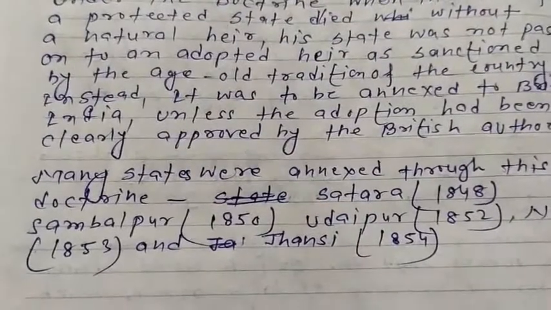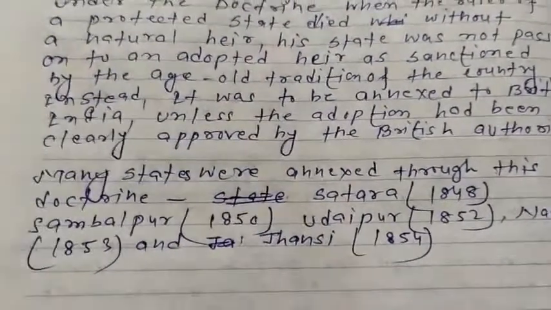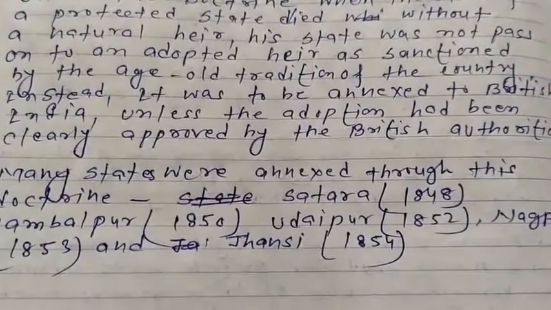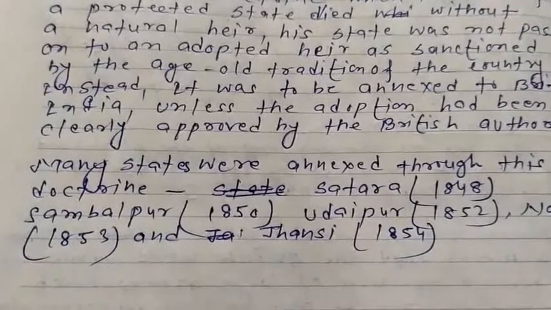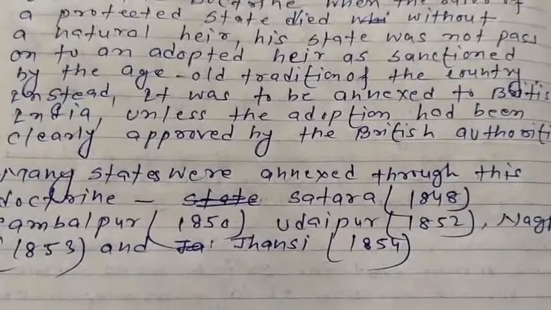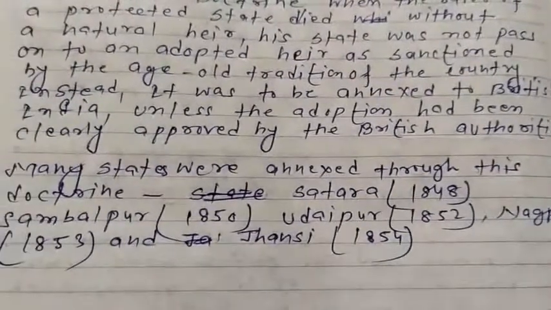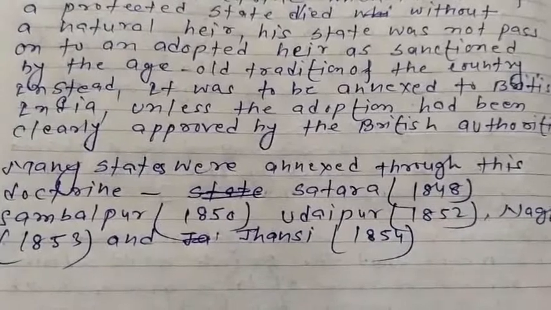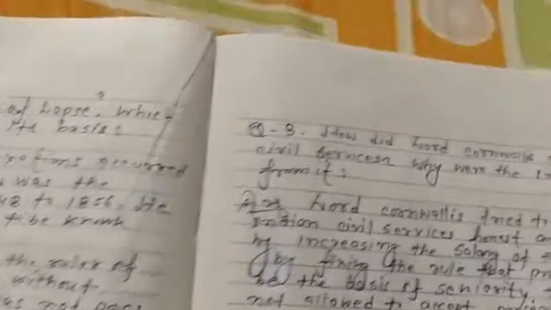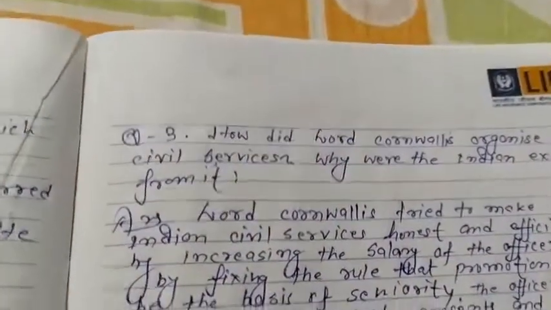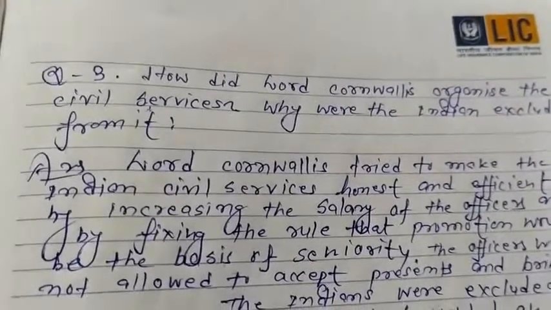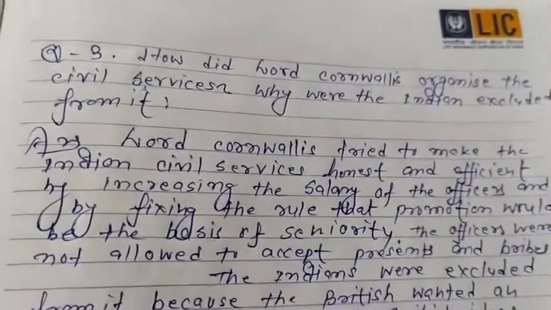Many states were annexed through this doctrine, like Satara in 1848, Sambalpur in 1850, Udaipur in 1852, Nagpur in 1853, and Jhansi in 1854. Now come to question third. How did Lord Cornwallis organize the civil service? Why were the Indians excluded from it?